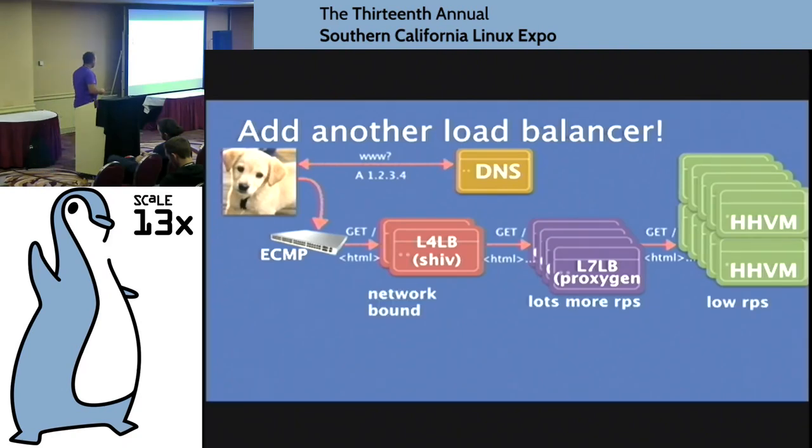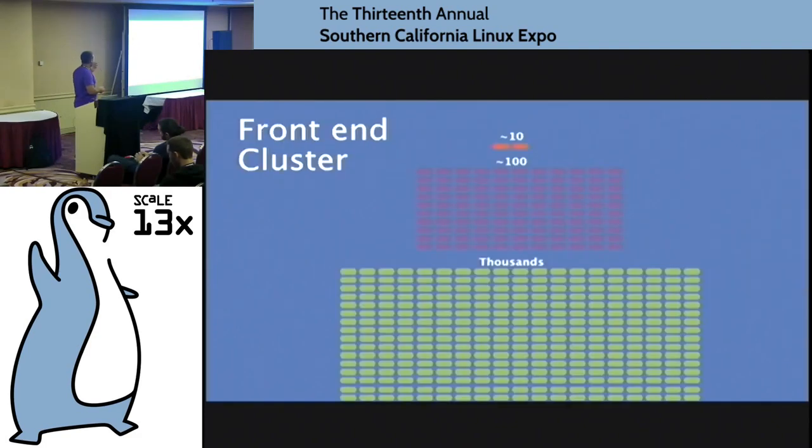Cool. So this is great. This is what a typical front-end cluster looks like. We'll have some tens of Shivs, IPVS servers, all with ECMP. And then we'll have many hundreds of ProxyGens behind that terminating TCP and SSL. And then we'll have many, many thousands of actual HHVM web servers that are doing the meat of the request processing.